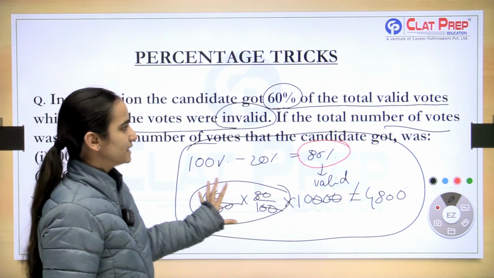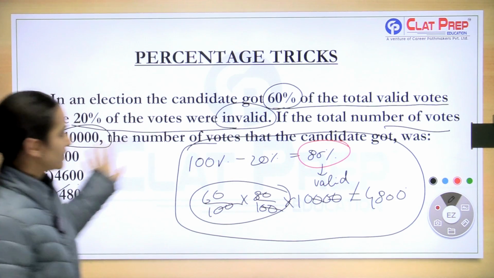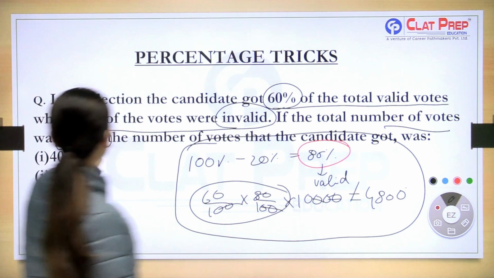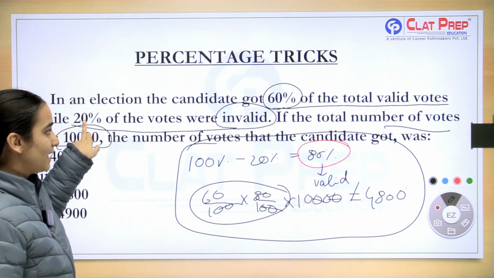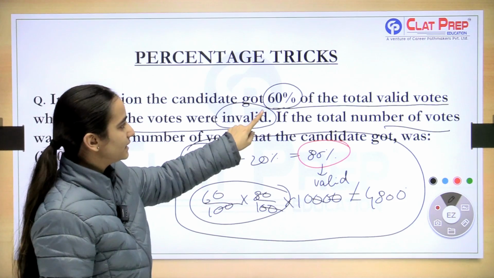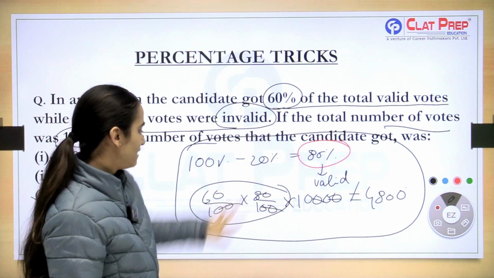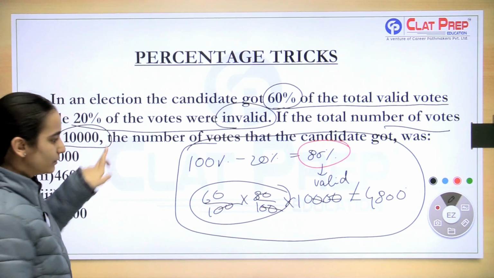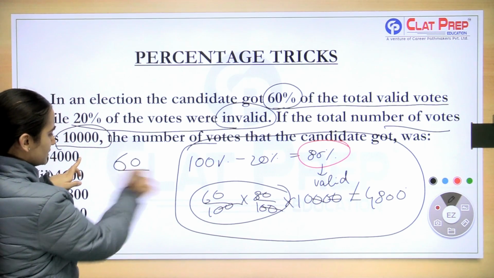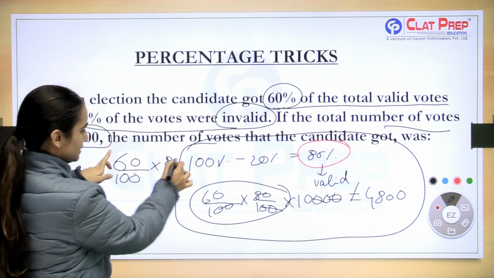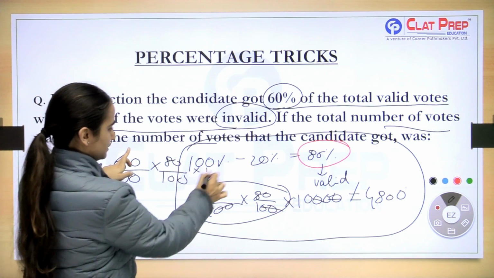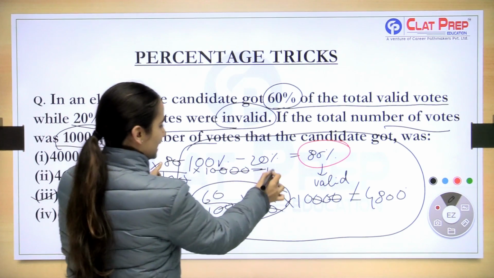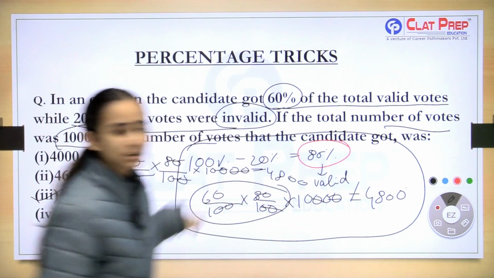when we see multiple zeros in the question, what we can easily do is, we know that 60% of the total valid votes, of which 20% are invalid. So we know that 60% votes of 80% votes. We have 60% and 80% and we have 10,000. So what we can do is, we can directly write it as this and cancel the zeros, which gives us our answer directly. We don't have to do this much calculation and waste our time.